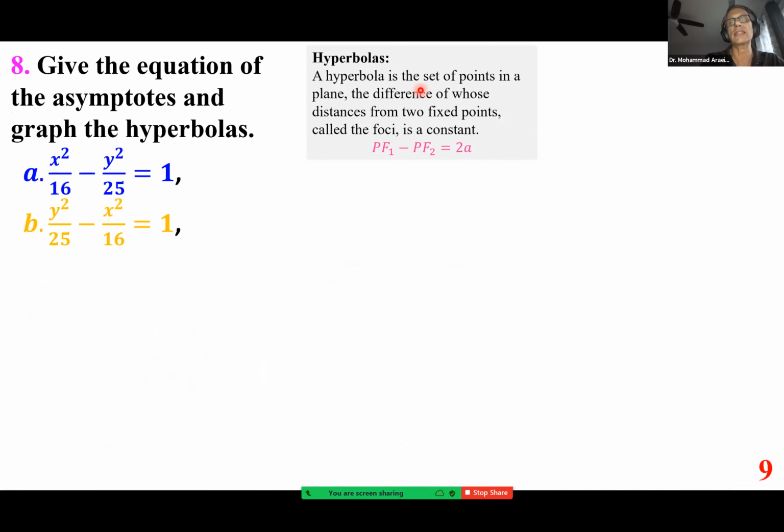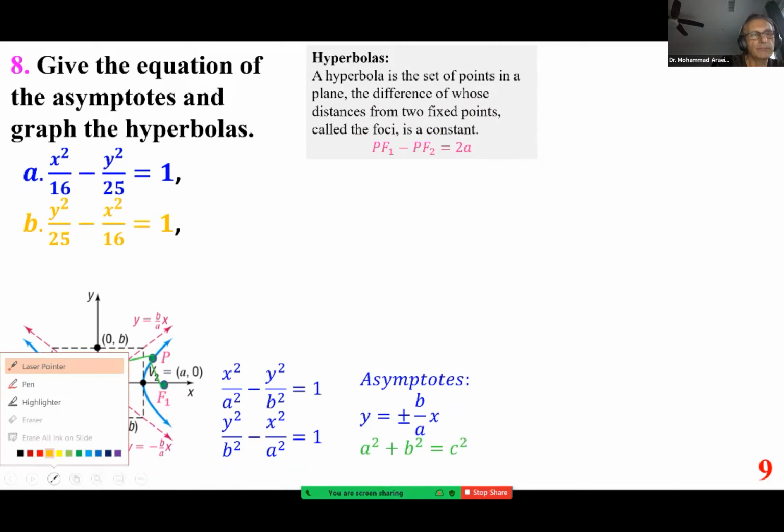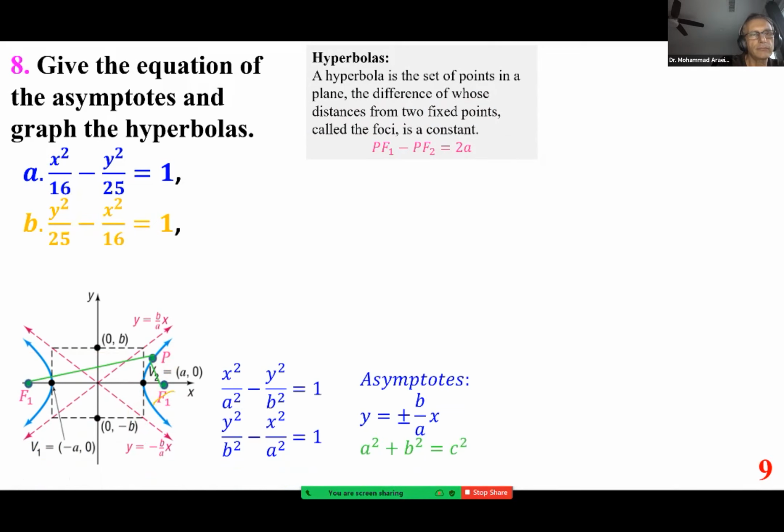A hyperbola is a set of points in a plane, the difference of whose distances from two fixed points called the foci is a constant. In other words, PF1 minus PF2 equals 2A. So if you pick P, and this is F2, PF1 minus PF2 is fixed.